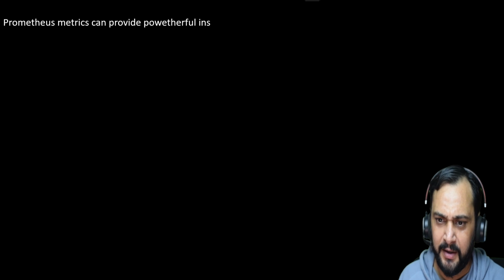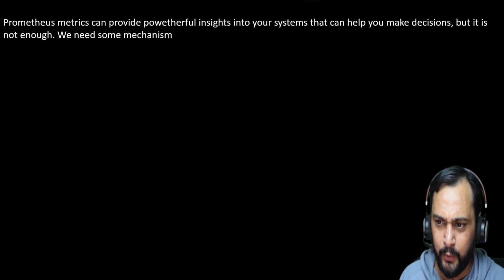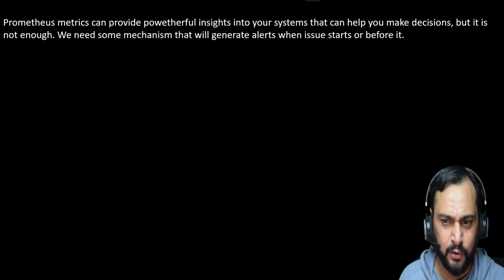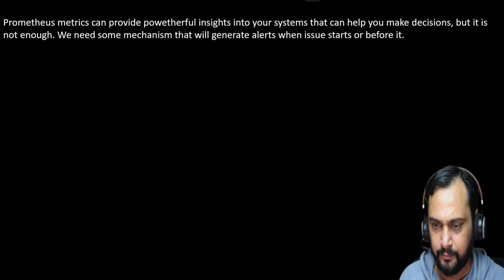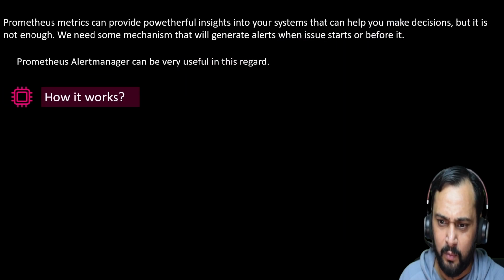This is what is written here. Prometheus metrics can provide powerful insight into your system that can help you to make decisions, but it is not enough. We need some mechanism that will generate alerts when an issue starts. Prometheus Alert Manager can be very useful in this regard. And obviously, one question comes to our mind: how does it work?